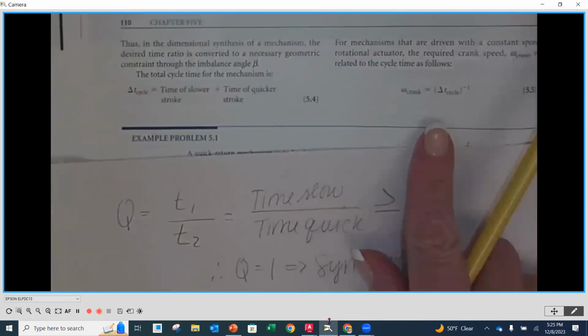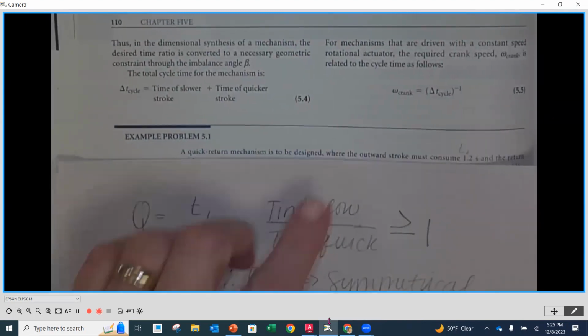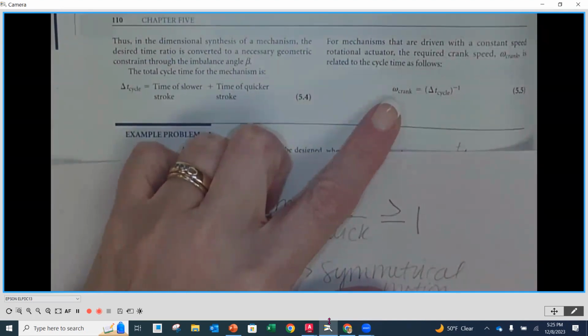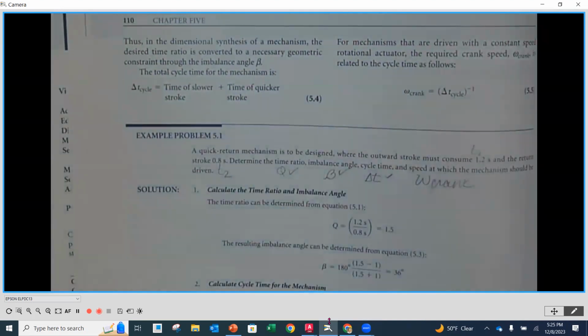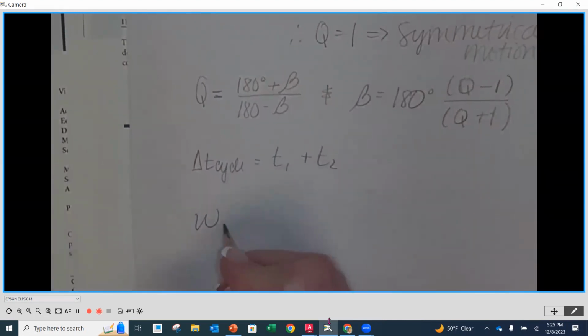And then the last equation that we have here, I'm not crazy about how they show it, so I'm going to write it a little bit different. This is going to be the angular velocity of our crank is going to be equal to, okay? It's going to make more sense, I think, when I write it out. Not saying it's better, but it kind of is.